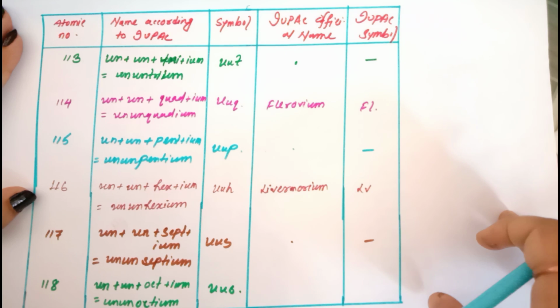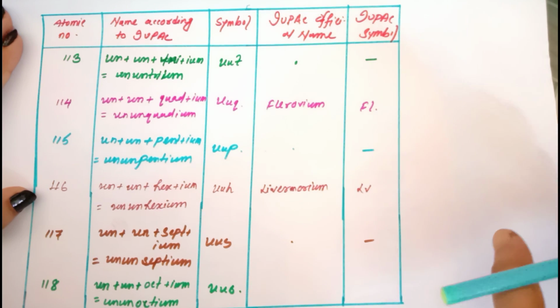So this is all about today's lecture, and we have discussed the nomenclature of elements with atomic number above 100.